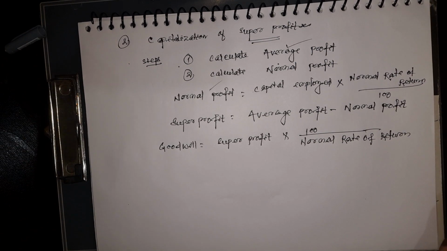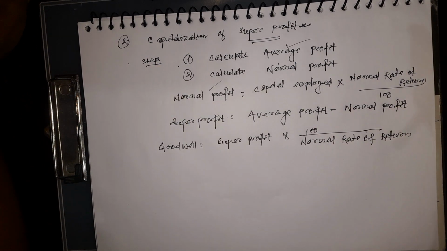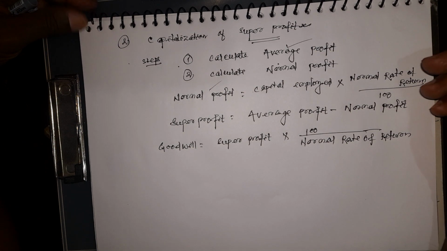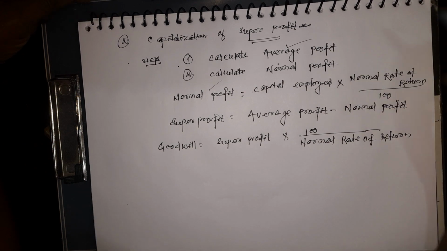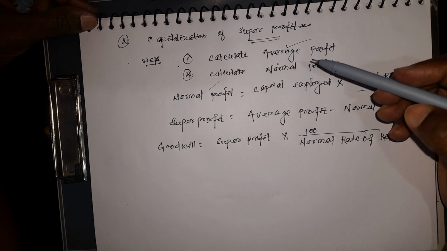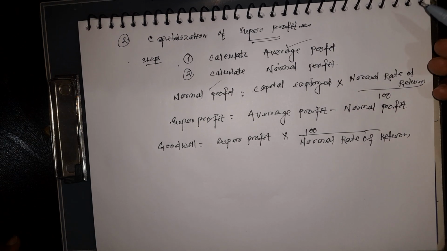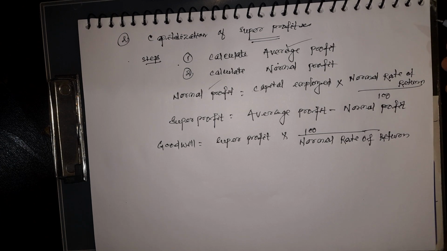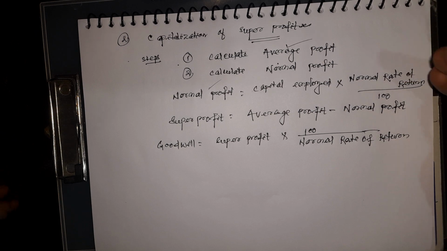So the question depends on the condition, according to which method you have to calculate the goodwill. Under the capitalization method, as I already told you, there are two: capitalization of average profit and capitalization of super profit. In the next video, I will explain it with the help of some questions.